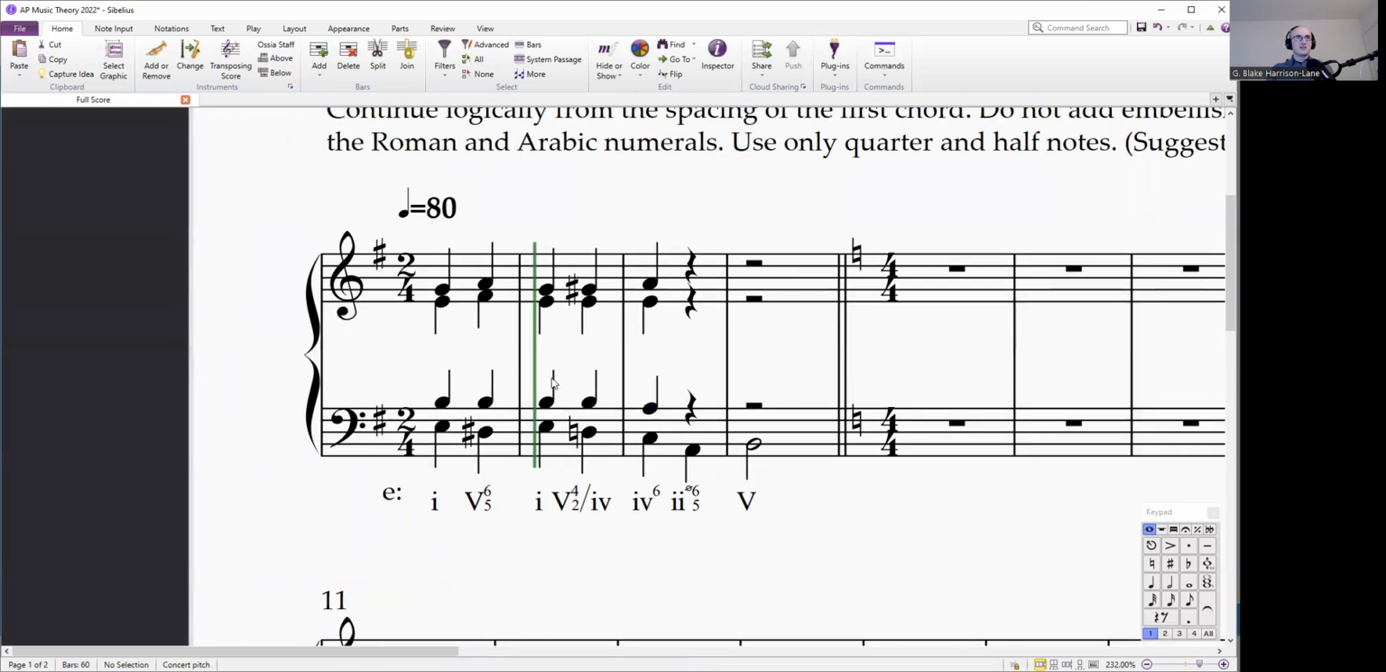And again, this is all oblique motion for the most part and contrary there, so that's going to be fine. Contrary, we have parallel 6 there, which is fine. So just double checking our voice leading as we go. Let's give it a listen.